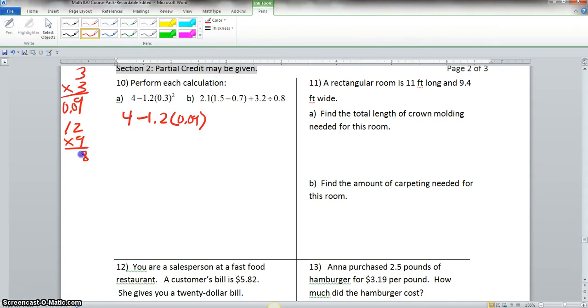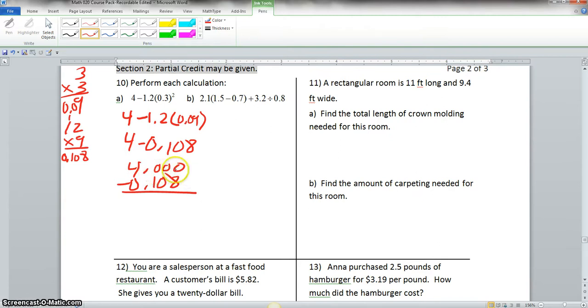9 times 2 is 18, carry a 1. 9 times 1 is 9, plus 1 is 10. So that's 108, and we count how many digits we have behind the decimal. We had 3 digits behind the decimal, so this would be 0.108. So we have 4 minus 0.108, and then we subtract. We have 4 minus 0.108, put our decimal, put our zeros here.